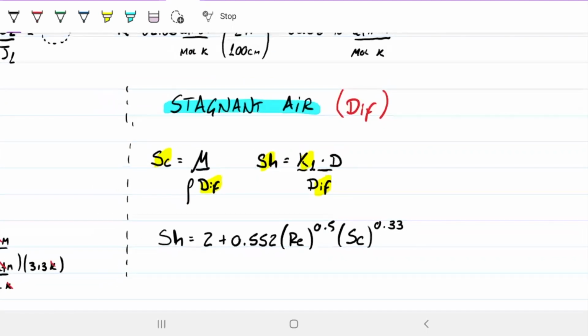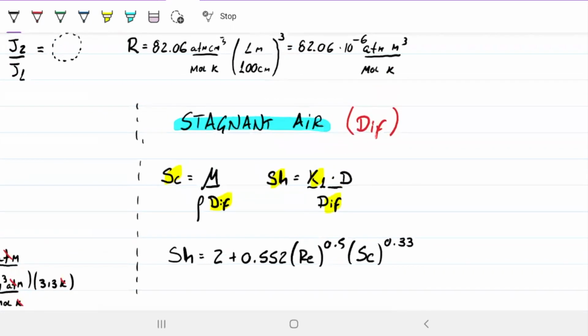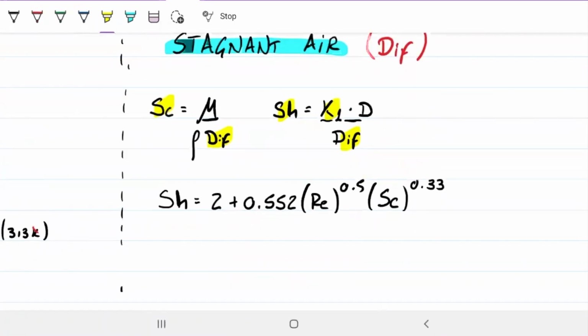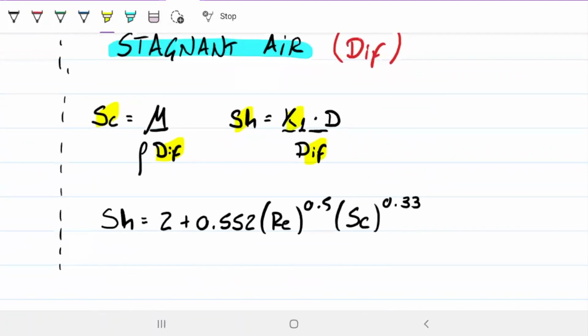What's that detail? The detail is that on stagnant air, Reynolds is 0, right? And you actually have that tip given to you right in the beginning of the problem. Because if it's stagnant air, we don't have a velocity. If velocity goes to 0 on the Reynolds term, then Reynolds goes to 0. And if Reynolds goes to 0, this whole term goes to 0, and we're left with Sherwood number equals 2, right? It's 2 plus whatever that is. So Sherwood equals 2.